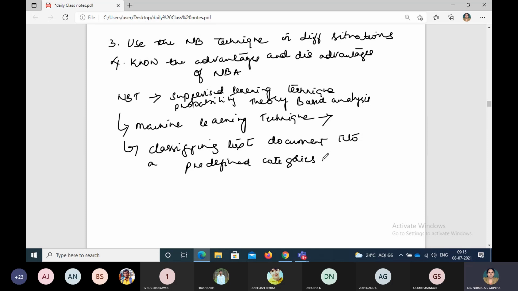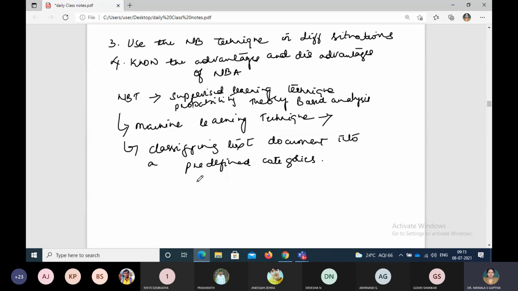What is naive-Bayes technique? Naive-Bayes technique is a supervised learning technique that uses probability theory-based analysis, and it is also a machine learning technique that computes the probability of an instance for a given classification using the individual factors or information. Naive-Bayes analysis is also often used in classifying text documents into predefined categories.